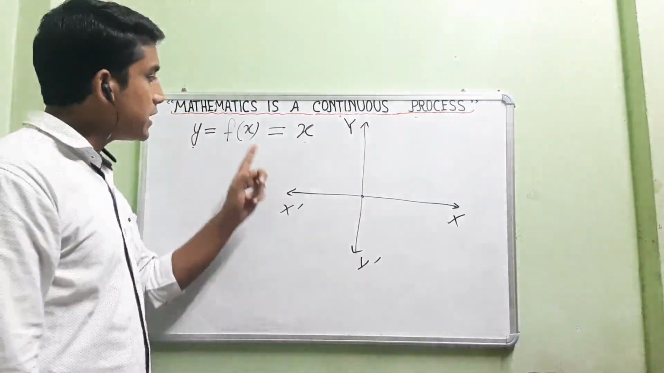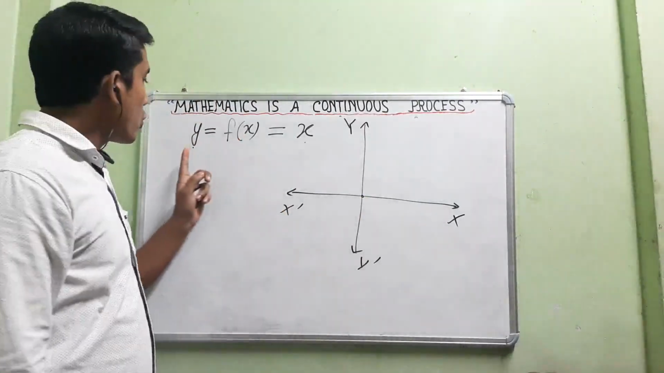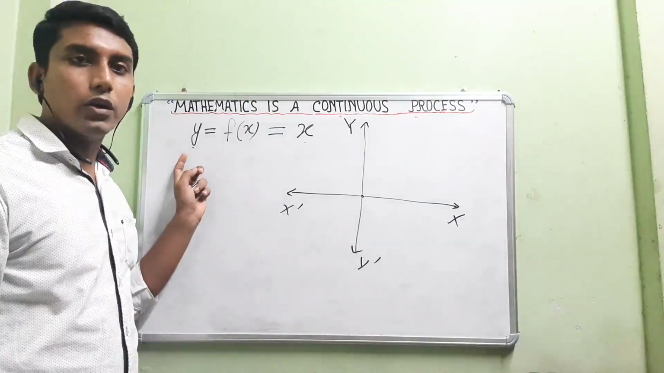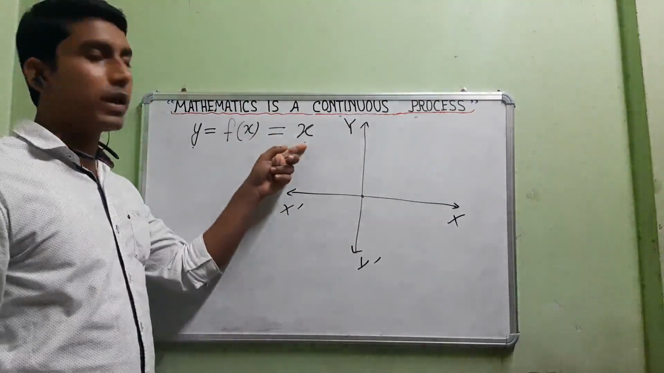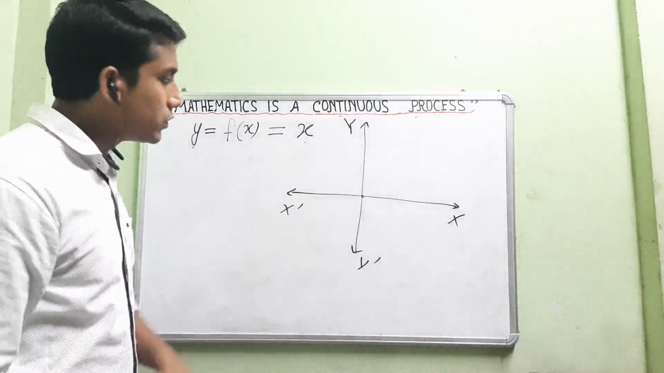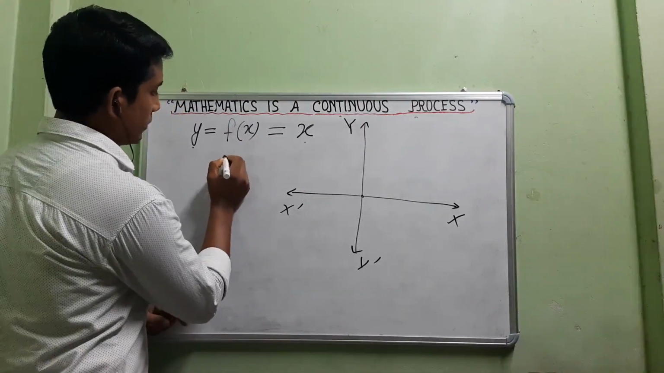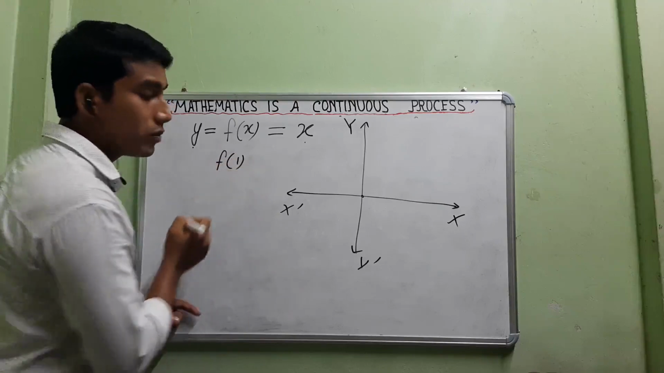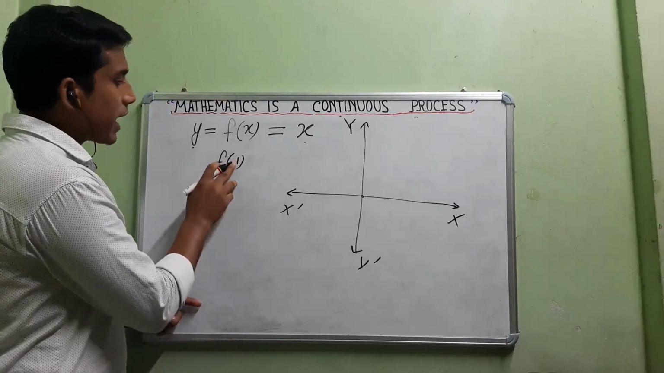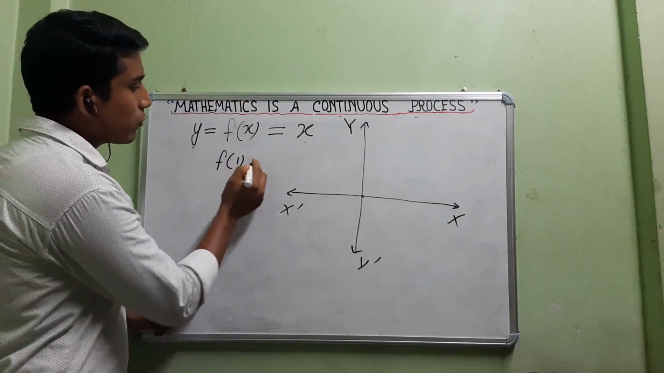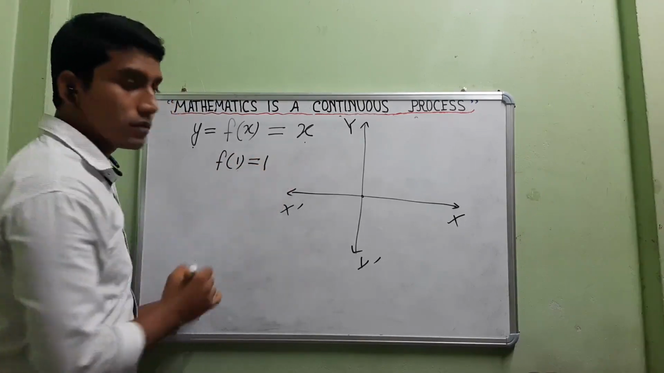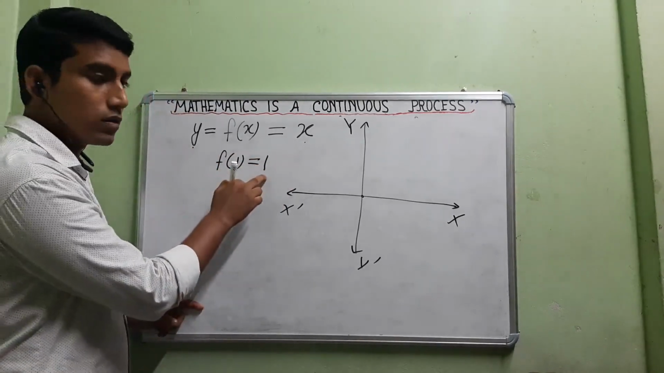Identity function means that even if you change x, y will not change, that means it will remain x only. You see how: suppose in place of x I am taking 1, so it will be f of 1. So in place of x I am taking 1, so f of 1 will come again 1. That means y is coming 1, isn't it?